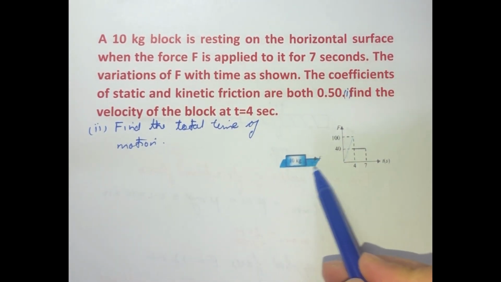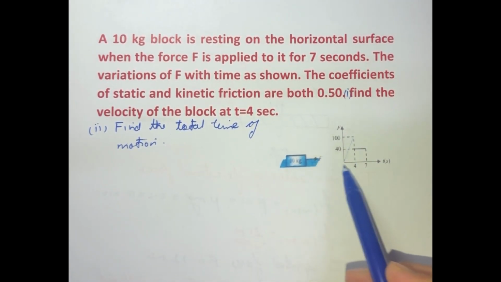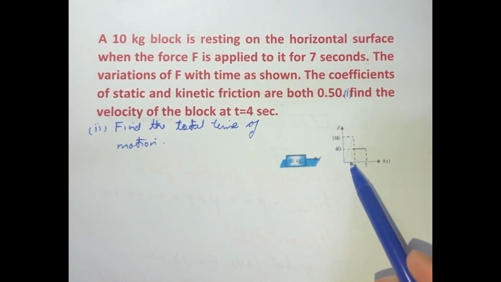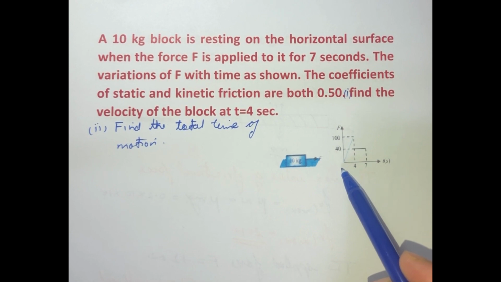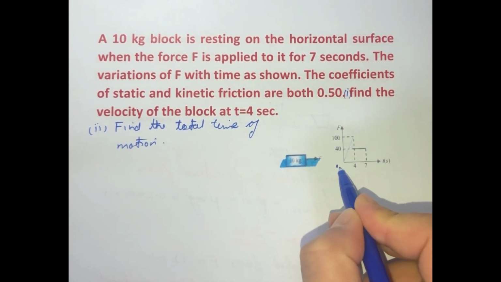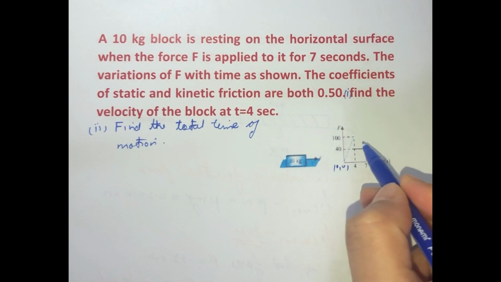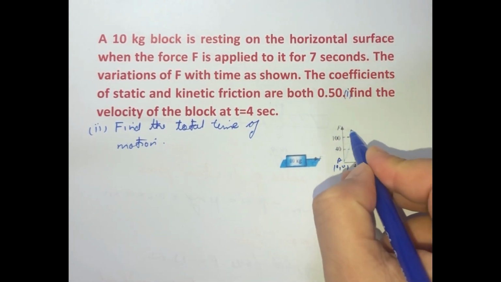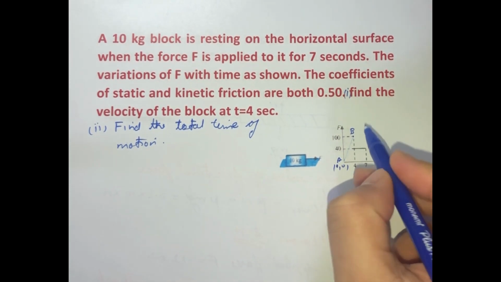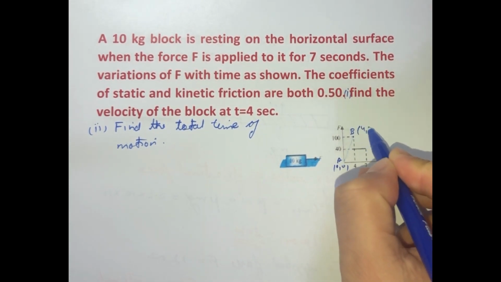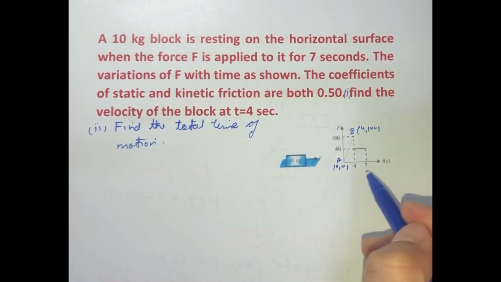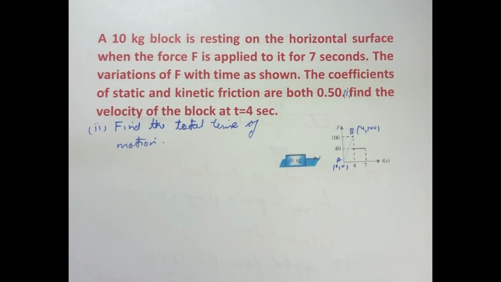So this is a 10 kg block, and force F is being applied on it. This is the graphical representation of the force. It first increases from the 0, 0 coordinate up to a point, let us call this point A and this point B, and its coordinate is given as 4, 100. After that the force decreases, and ultimately we are going to find out the total time for the motion.